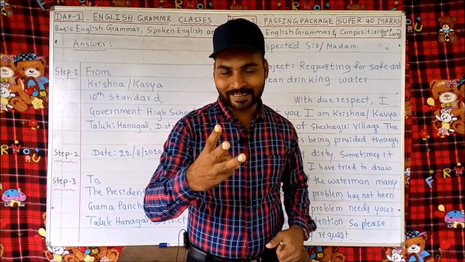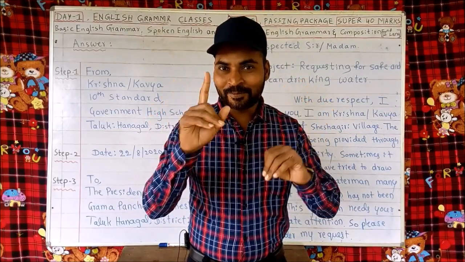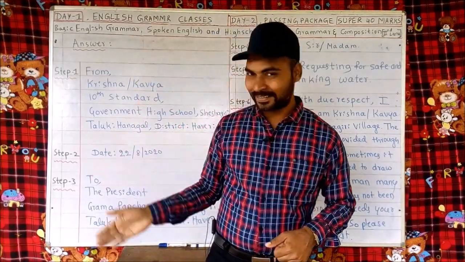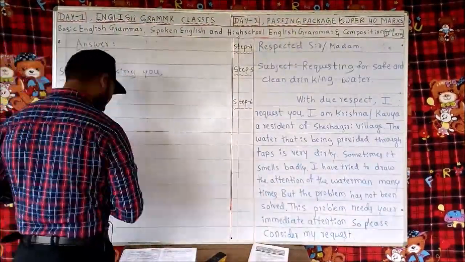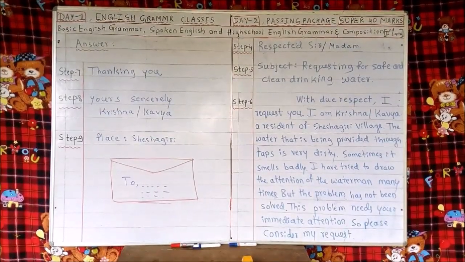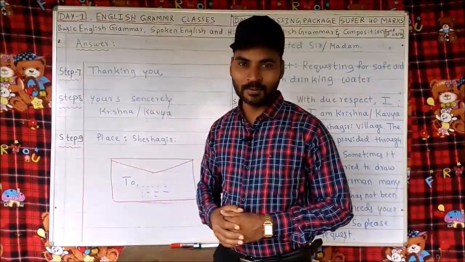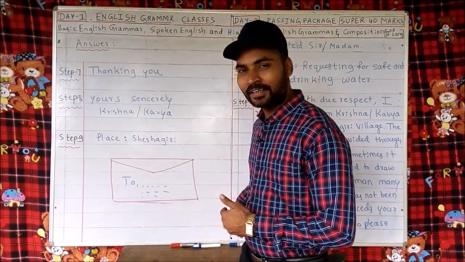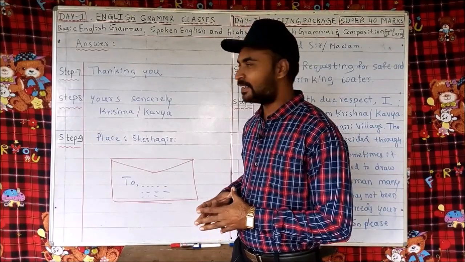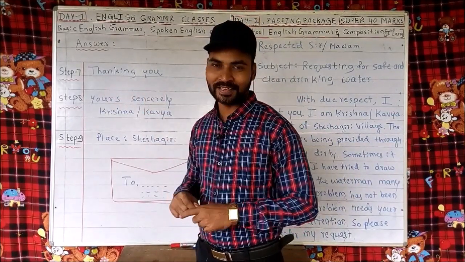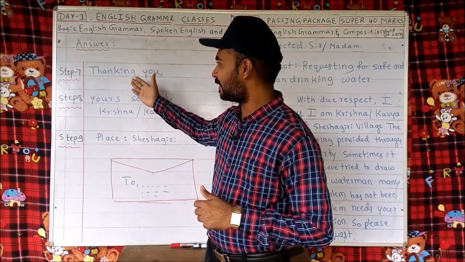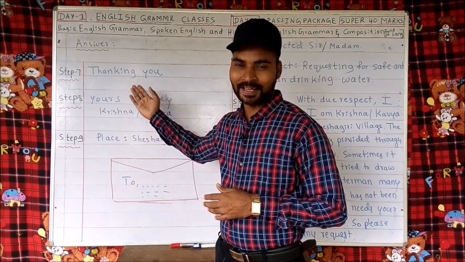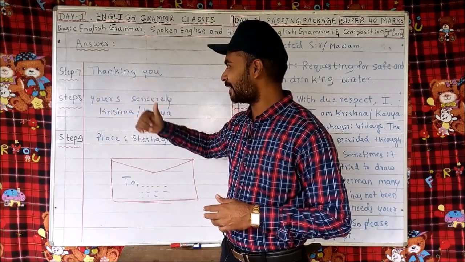Another 3 steps are there. Total 9 steps we have in an official letter. Come, let's have a look at them also here itself. Now let's look at the remaining 3 steps also. After finishing the body of the letter, we directly come to thanksgiving. That is step 7. You may write thank you or thanking you. Both will do. Usually people write thanking you. So step 7, thanking you.